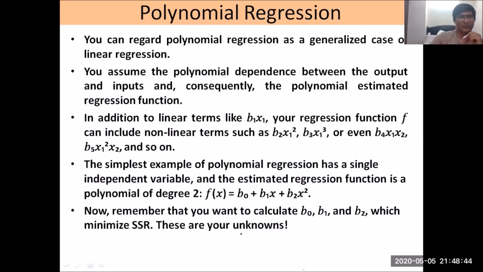Again, we have to remember that we want to calculate these constants, beta 0, b1, b2, and so on, in the same manner, with the objective of minimizing the SSR. These are the unknowns. This is how we can cover linear regression as well as its variation, polynomial regression. I hope you were able to understand the basic concepts of linear regression and polynomial regression. In the next class, we will cover the implementation part of these regression models.